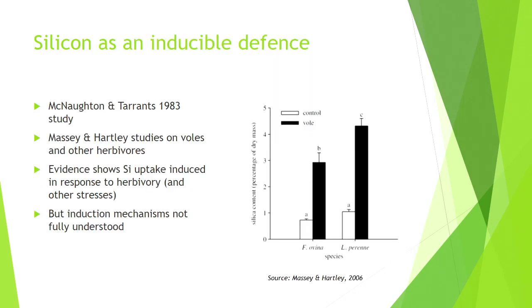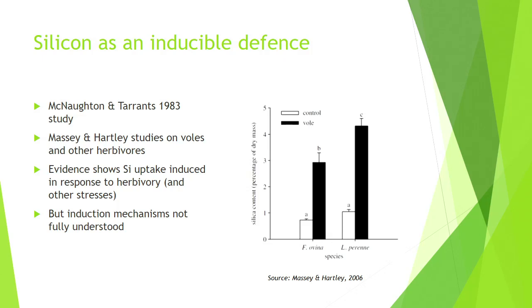So throughout the past few decades, there's been quite a lot of evidence that suggests that silicon is an inducible plant defence. So McNaughton and Torrance in the 1980s found that a historic grassland that had been grazed on contained more silicon than grasslands that hadn't been grazed on by herbivores. And much of the work by Massey and Hartley in the past 10 years has focused on looking into voles and other herbivory studies.